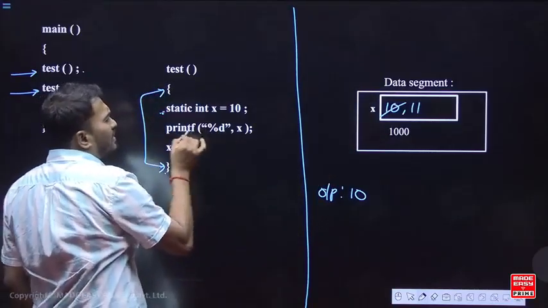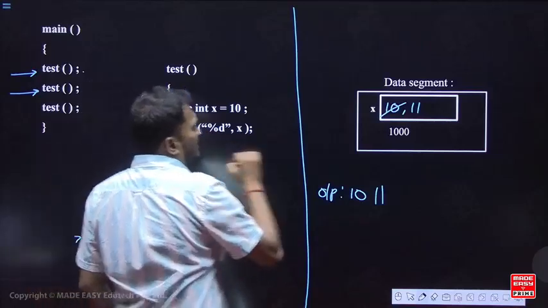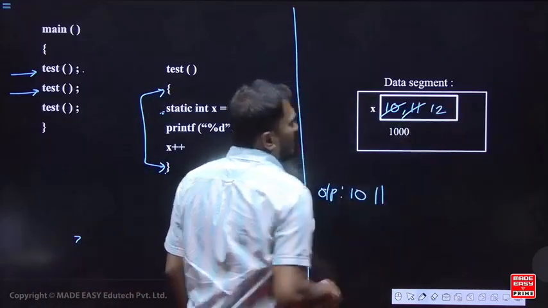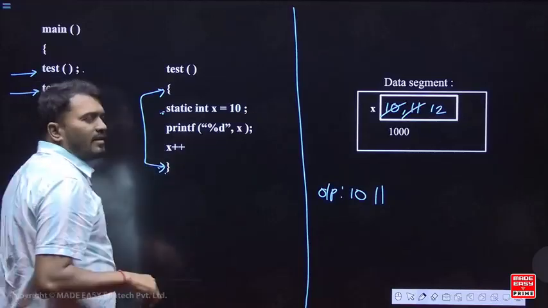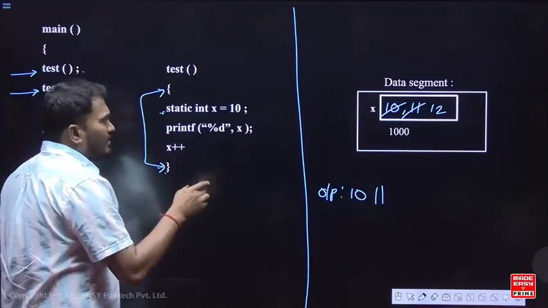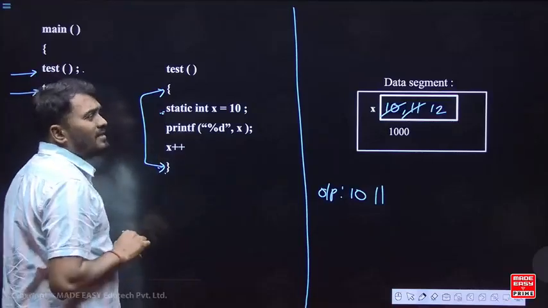Now second time when you say printf percentage x, तो क्या print होगा? 11. And next you say x plus plus, so x value becomes what? 12. Now, once you completed this function, is that available in the memory? Yes, that is still available. Even though you are coming out of this body, that still remains in the memory.